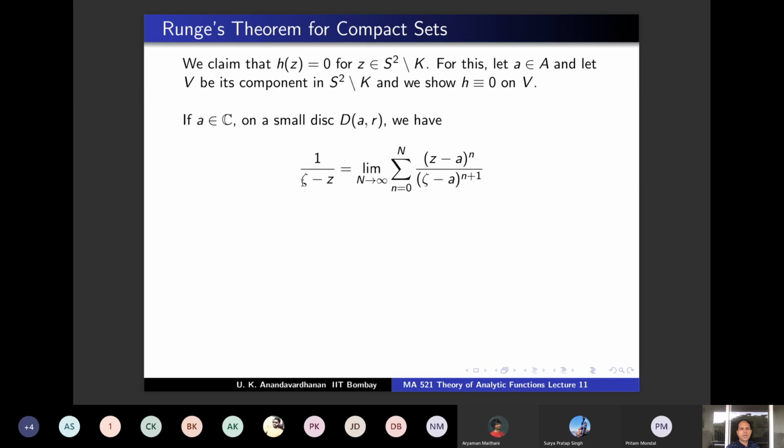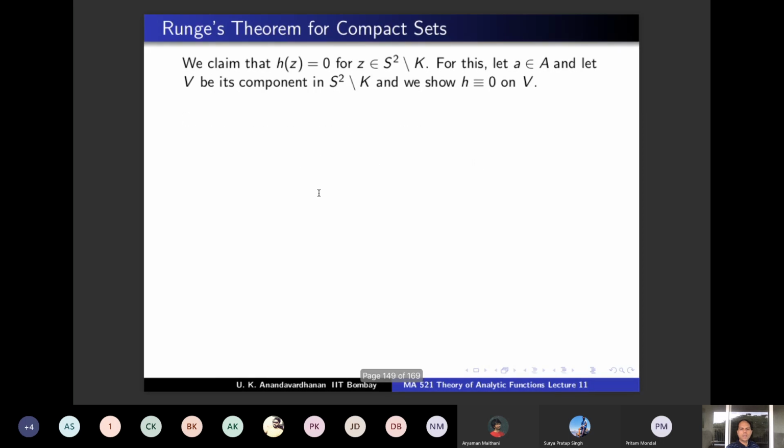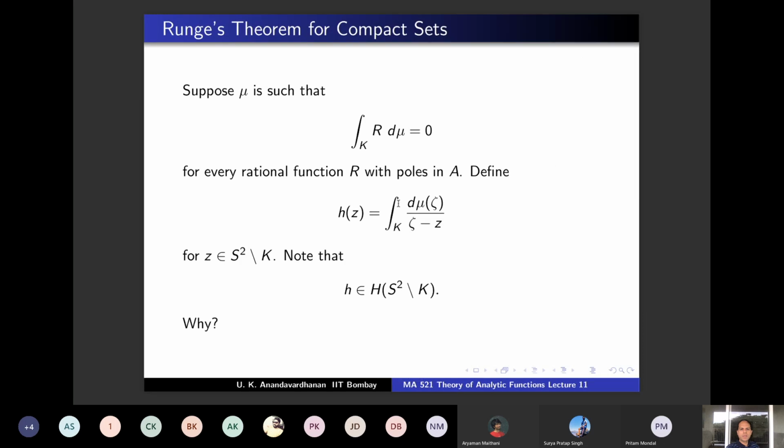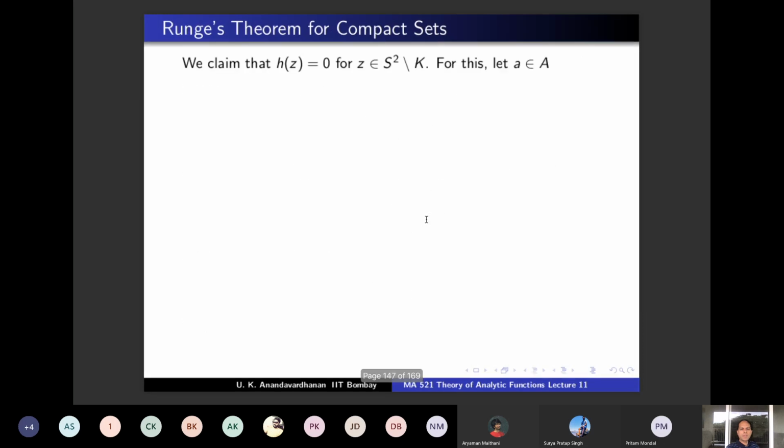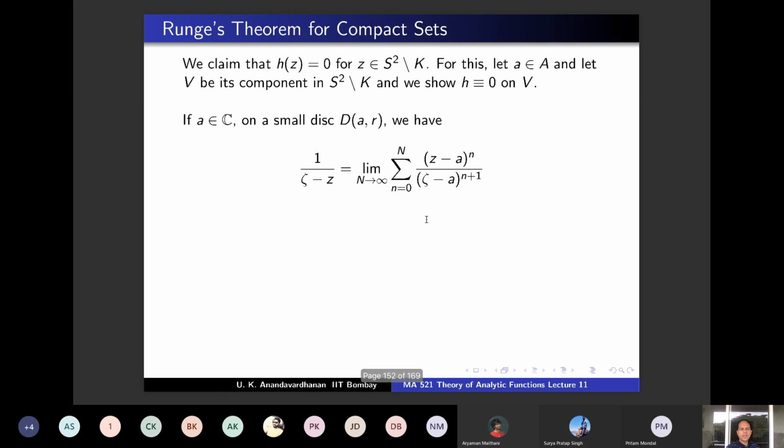and on this disk 1 by zeta minus z is what we are interested in. 1 by zeta minus z has the standard expansion as summation n going from 0 to infinity z minus a power n by zeta minus a power n plus 1. This is a standard expansion which we have done long back, and also recalled during Laurent series. And this is uniform for zeta in K, and we are doing this for a fixed z in the disk. So fix a z, and the convergence is uniform on zeta in K.